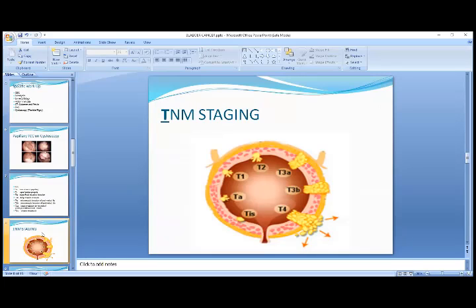So this is the diagrammatic presentation. Here you can appreciate that this is TIS, which is the flat lesion. TA is the tumor which is limited to the lamina propria. T1 is superficial muscle invasion. T2 is deep muscle invasion. T3A is microscopic invasion of the perivesical fat, whereas T3B is the macroscopic invasion of the perivesical fat, and T4 is either a locally advanced tumor, or the tumor has spread to the distant organs.